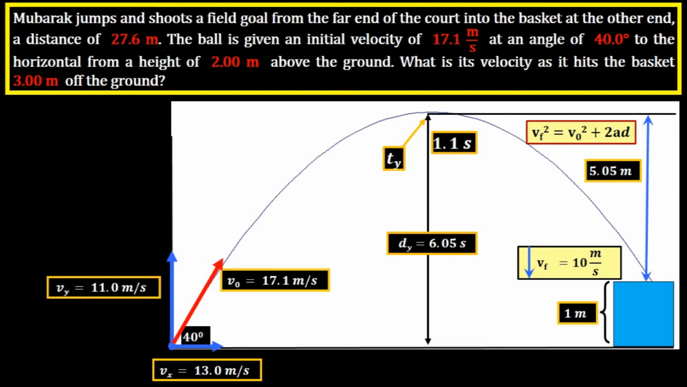A little confusing might be that the basket isn't 1 meter off the ground. Yes, but the difference, you see back at the origin, you see where the original vector is at 40 degrees, and his hands are up. So he's releasing the ball at 2 meters above the ground. So the distance between his hands and the basket is going to be 1 meter. That's why it looks a little bit confusing, but once you think of it, it's the difference between the release point and the basket.